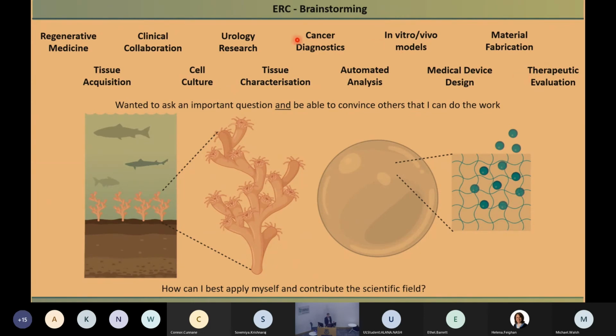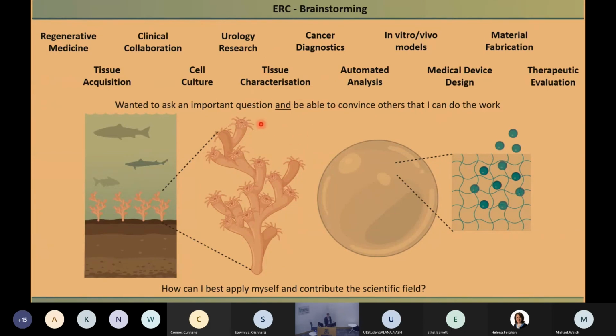And I was doing some brainstorming to write an ERC, and I'm going to just focus on the ERC. I wrote a lot of grants, and ERC was the only one I got. So I won't talk about the ones I didn't get. But brainstorming for these ideas is the hardest part of it. You're having to read so much, you're having to decide what you're going to spend the next 5 years looking at. And I wanted to ask an important question, and I wanted to also be able to convince others that I could do the work.